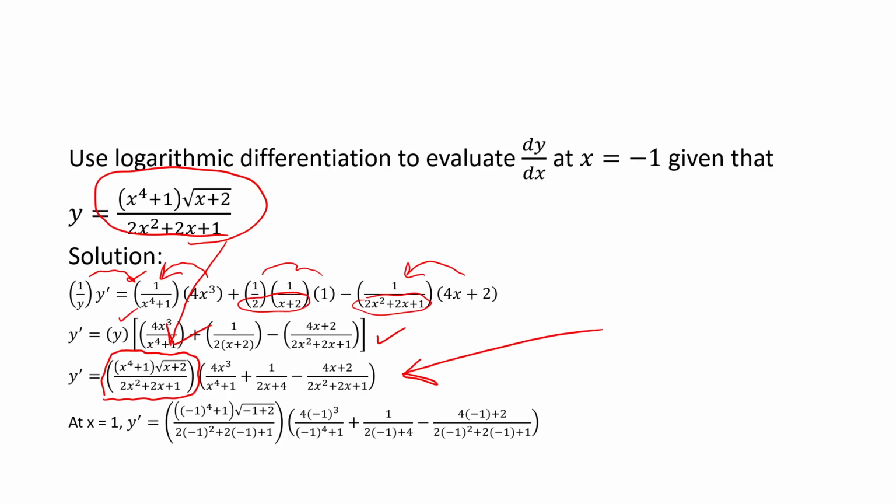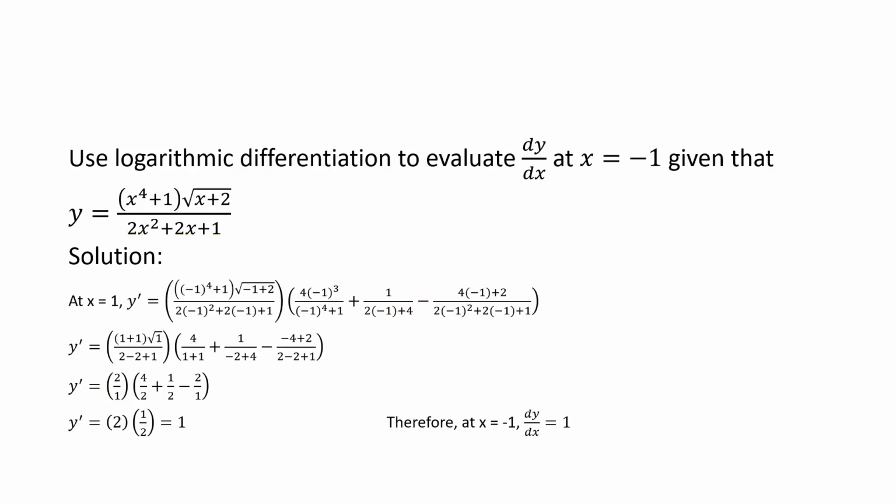Now, at x equals, it's supposed to say negative 1 here. At x equals negative 1, we're going to plug that in, and we're going to go through a series of steps for evaluating. And again, there should be a negative 1 right there. And after going through all those steps of evaluating, we get that dy over dx is equal to 1. Okay?